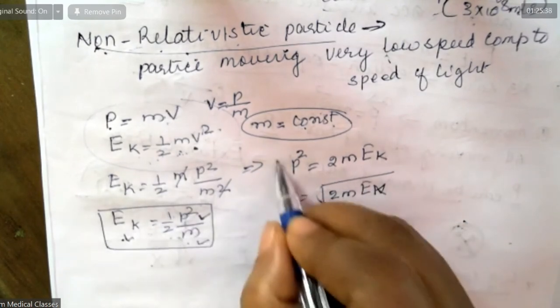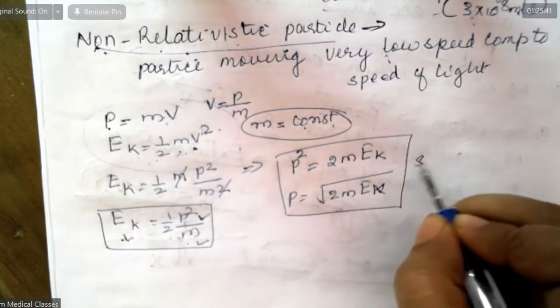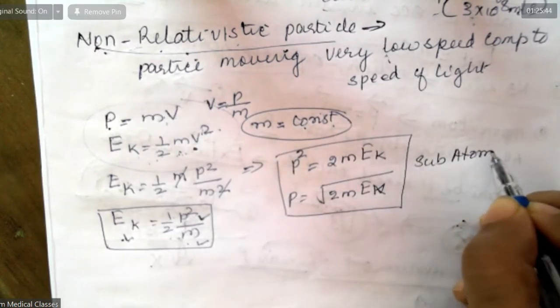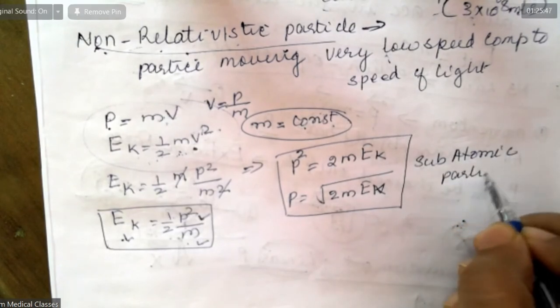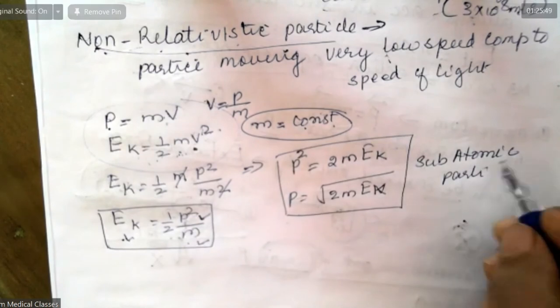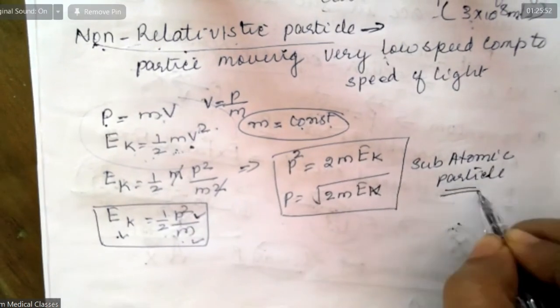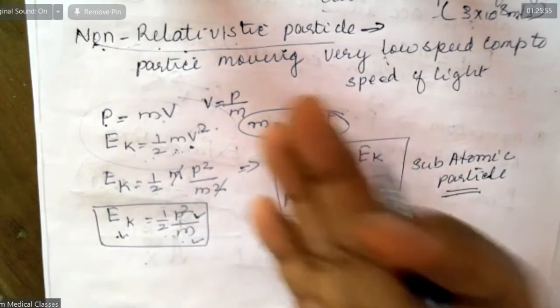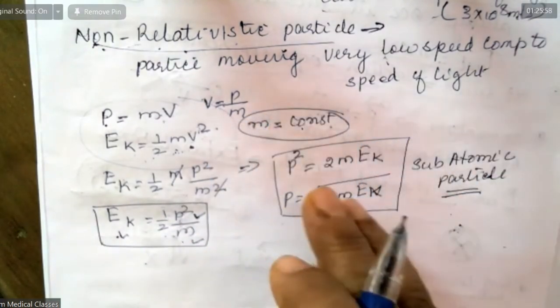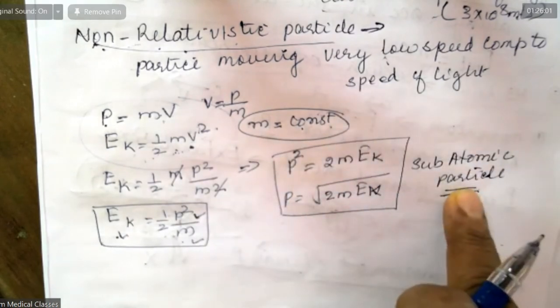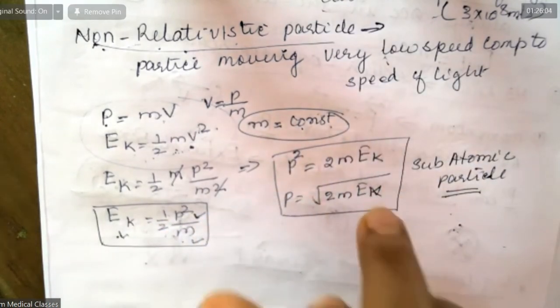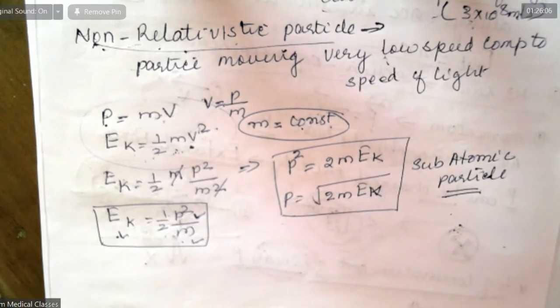This is a very, very powerful formula when you learn about subatomic particles. Okay. This derivation is important. Please take down this derivation. For subatomic particles, they may be moving, they may be relativistic, they may not be relativistic. But for them, this equation is very, very helpful. Okay, so this derivation is important.